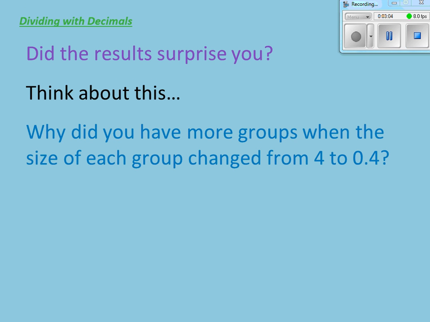So why did you have more groups when we went from 4 to 4/10? Well, again, 4 whole, those were bigger pieces. 4/10, they're small pieces. You have more of them, but they're smaller.